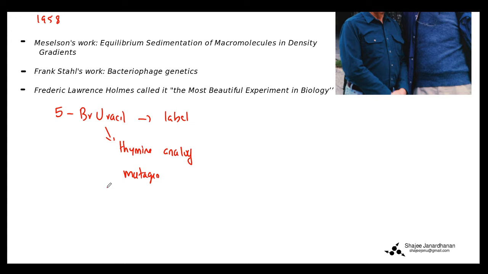So due to the mutagenicity of 5-bromouracil and the cellular toxicity they can create, they opted for another kind of label, which was actually nitrogen. What they did is that they basically decided to grow E. coli in a medium that contains N15 as the sole nitrogen source. That was the basic plan of the experiment.